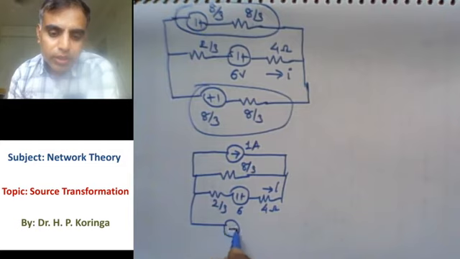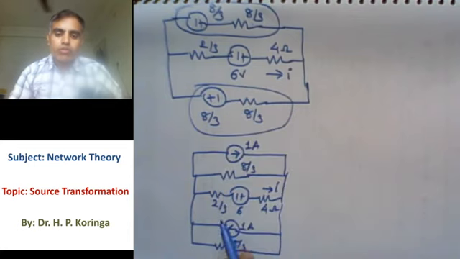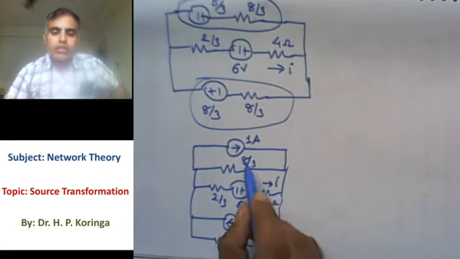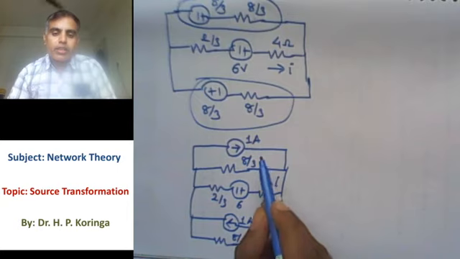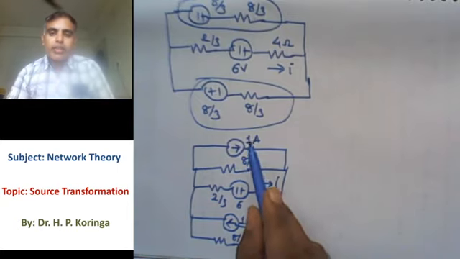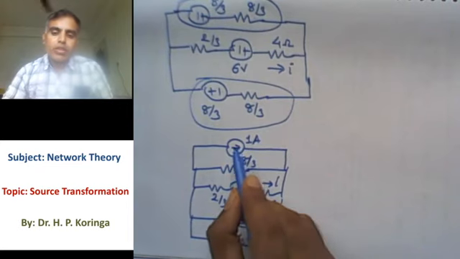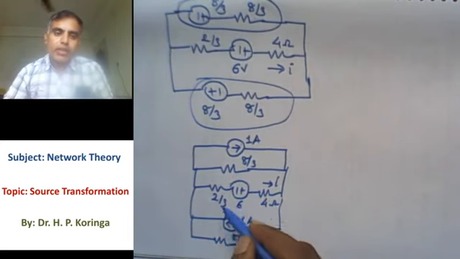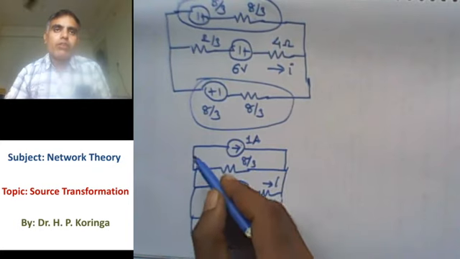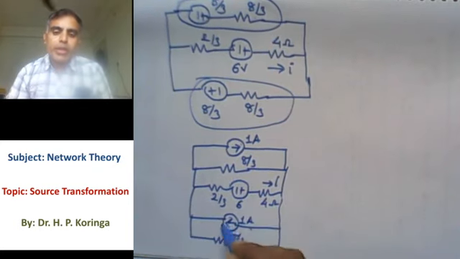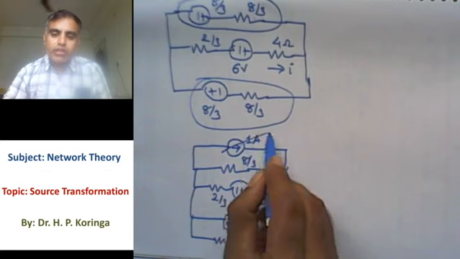Similarly, here the current value is in this direction and the resistance value is 8 by 3 in parallel. So when we convert a voltage source into a current source, the resistance comes into parallel, and the current value is the voltage divided by the resistance. So 8 by 3 divided by 8 by 3 is 1 ampere. Now both the current sources are in parallel, with equal values and opposite directions. So 1 minus 1, the current source is 0, so it is cancelled.